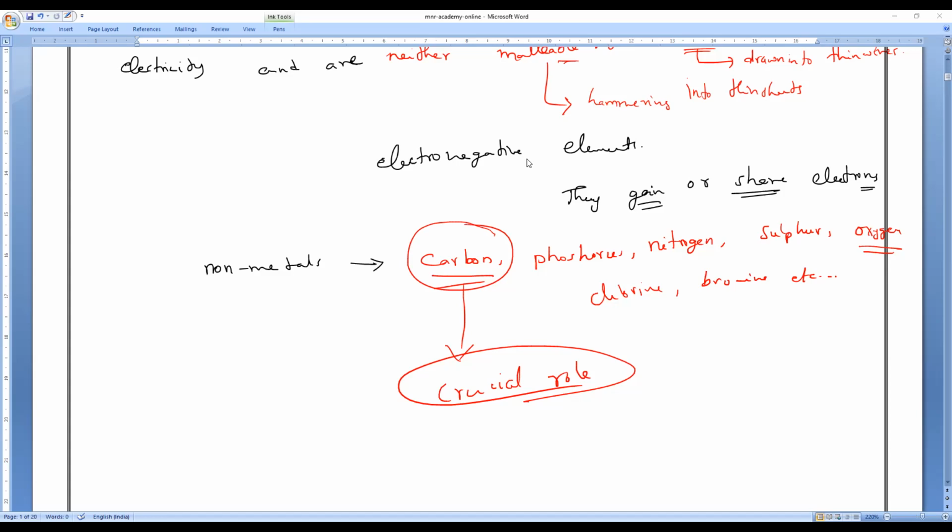Everything in our surroundings is non-metals only, if you see, but their count is very, very less. The number is very less, but the importance is extremely high. Do you understand, all of you? Please respond, everybody. Clear? So this is what about non-metals.